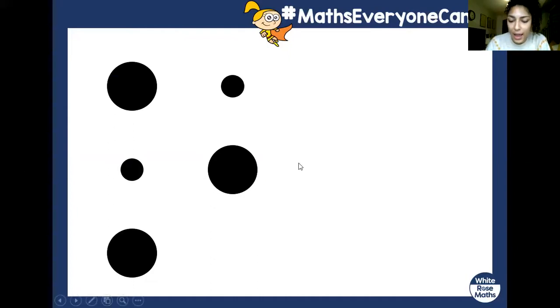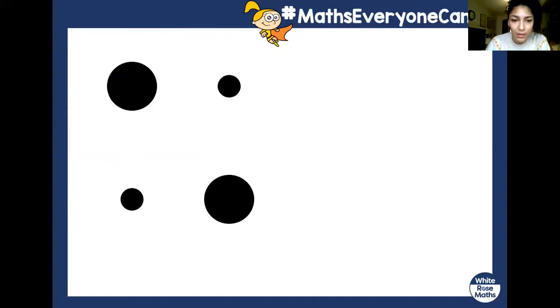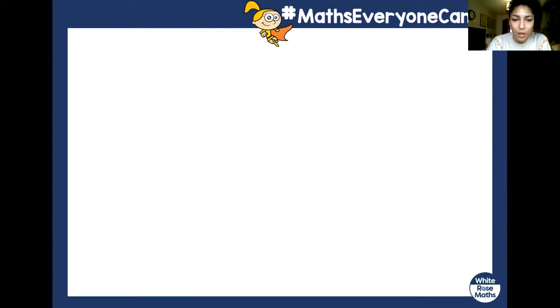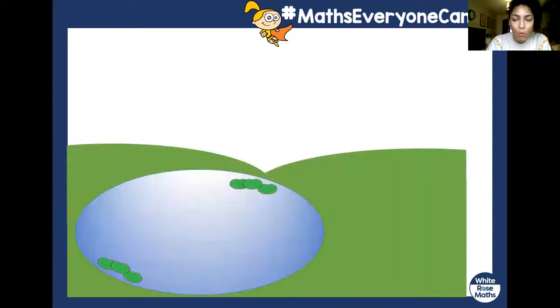Fantastic. Have a look at the next one then. How many spots can you see all together? 1, 2, 3, 4. There are 4 spots. How many big spots? 2 big spots and 2 small spots make 4. Well done, fantastic.